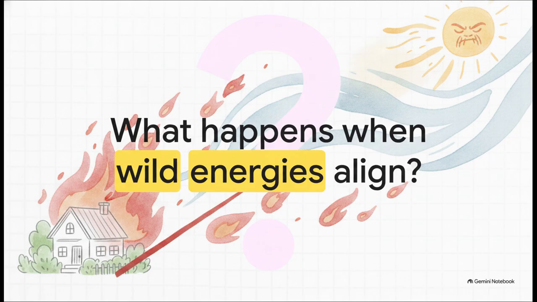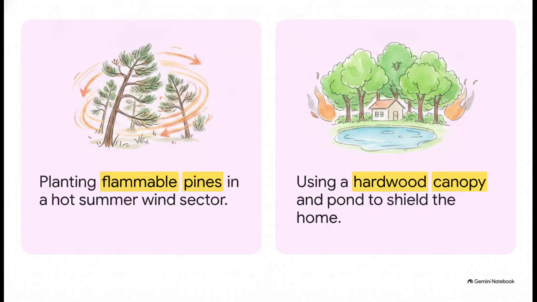If you put the wrong element in this combined sector, you are literally adding fuel to the fire. This perfectly highlights the massive difference between just randomly placing elements versus actively using data overlay for a defensive design. Take a vulnerable design, for example. That might look like planting highly resinous, flammable pine trees directly in a hot summer wind sector. By doing that, you've essentially just engineered a fast-burning wind tunnel pointed right at your living room. No way we want that.